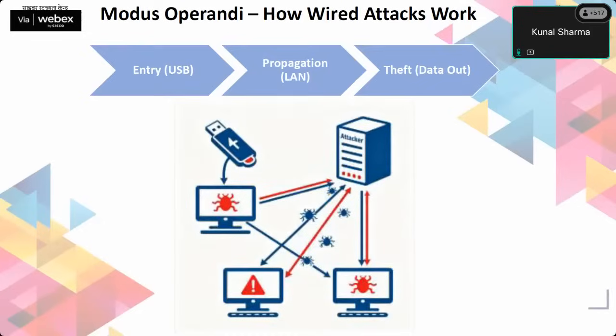Then it searches for any shared drive, map drives, or some devices that are on the same LAN. Then it propagates to those devices and infects all of them. After all these devices are infected, there is a backdoor connected in each of them. This backdoor connects to the CNC server, and then all the data goes to that CNC server. So now we know how the attack happens.